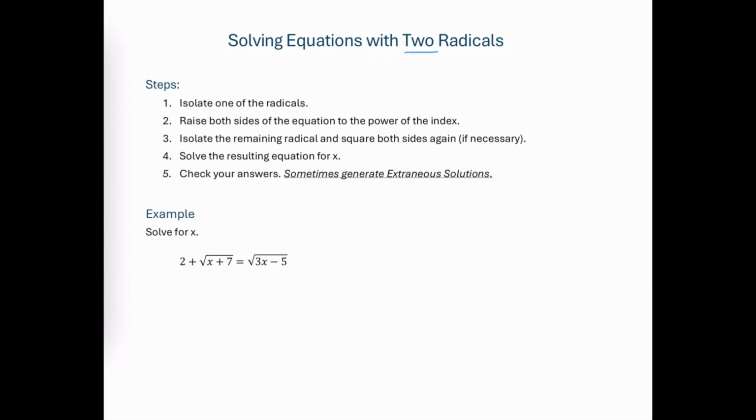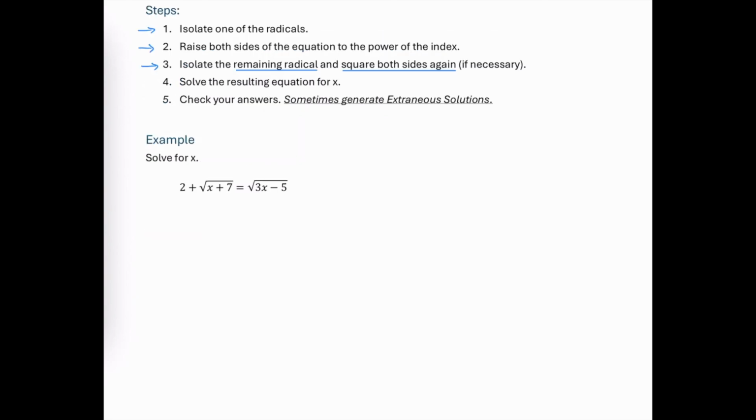When a radical equation has two radicals, we start by isolating one of the radicals and squaring both sides to eliminate it, and then if the other radical is still there, we'll isolate the remaining radical and square both sides again. So here we have a radical equation with two radicals. One of them is already isolated, so our first step could be to just go ahead and square both sides.